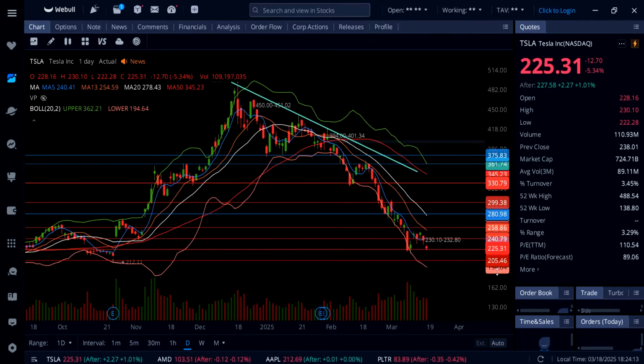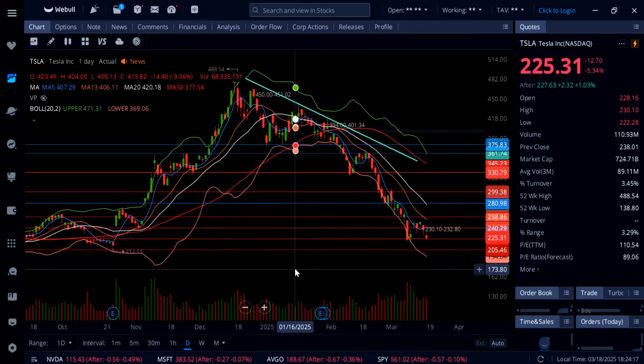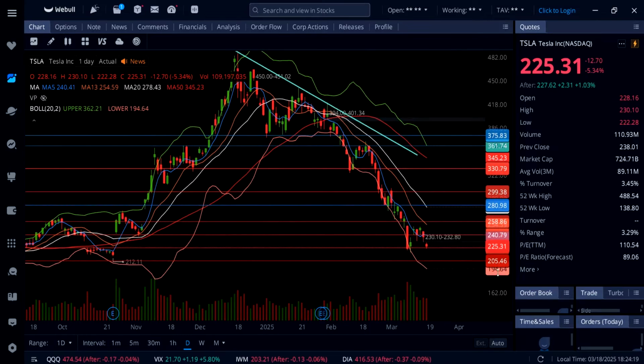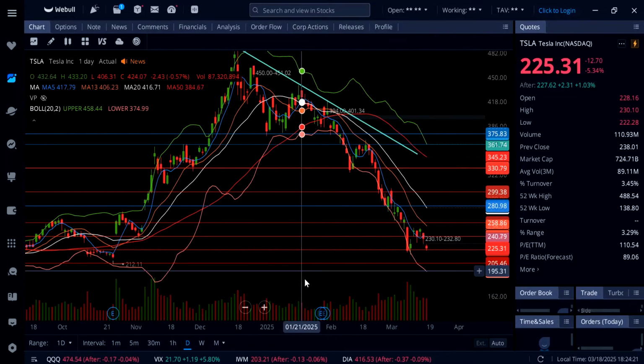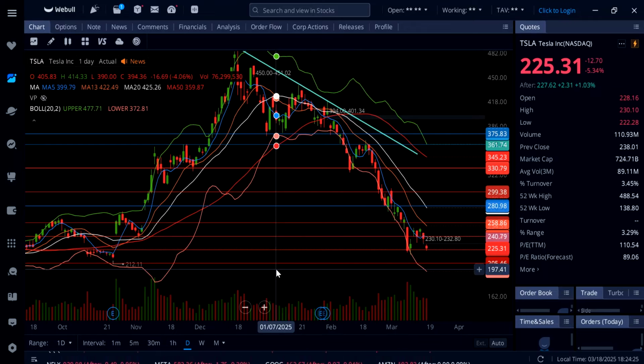On Tesla, the stock is down over 5%. So Tesla is taking a massive hit. I don't know if Elon actually gained more by going into the government, or if he actually lost a lot of money and a lot of sales.